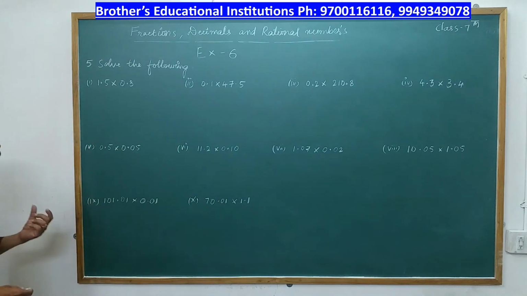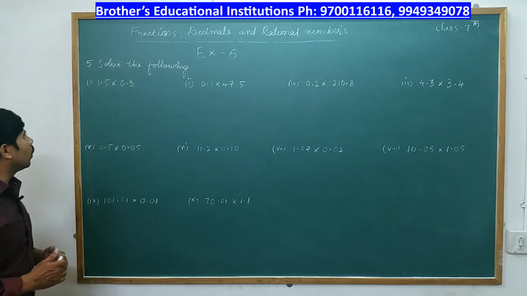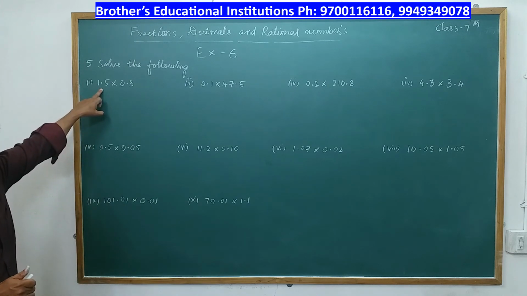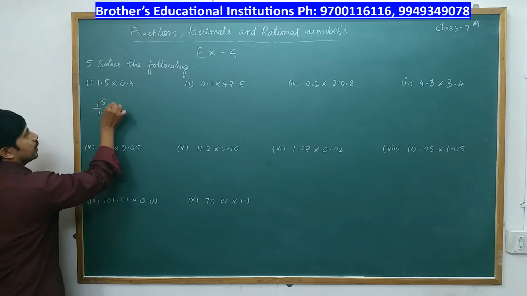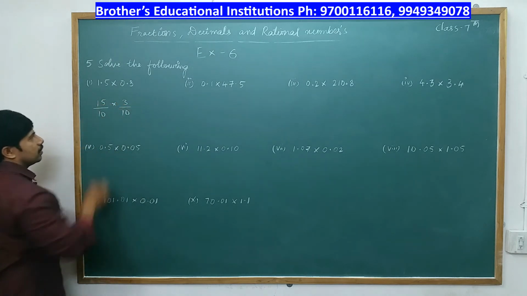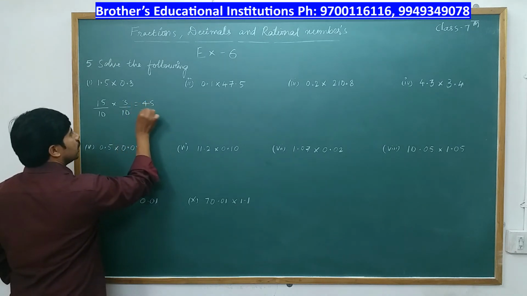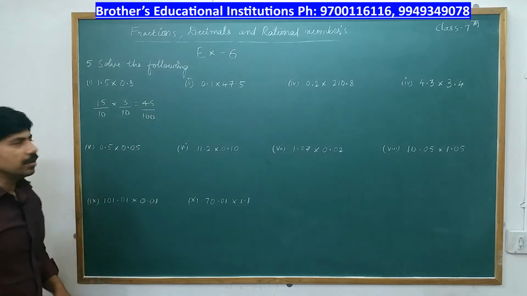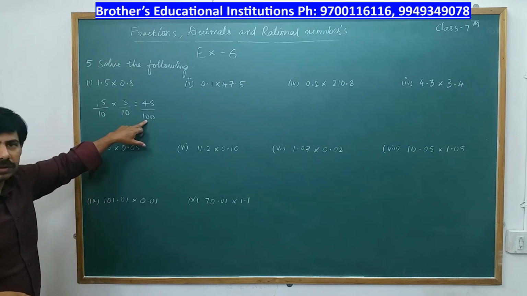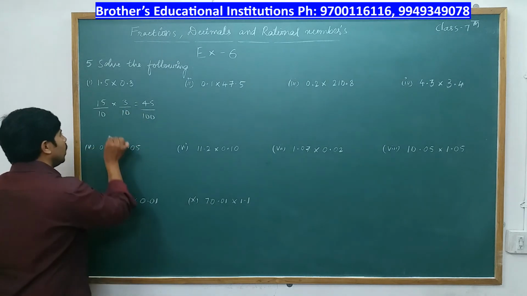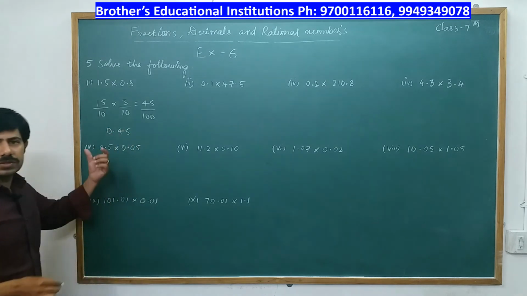Solve the following. See, 1.5 into 0.3. See, we need to multiply this. See, we have one method to solve. What I do is, I'll convert this decimal into fraction and I'll do it. See, 1.5 can be written as 15 by 10 and 0.3 can be written as 3 by 10. Okay, now we'll multiply. 15 3s are 45, 10 10s are 100. So we have 45 by 100. So 45 by 100, so denominator is more than the numerator. So our result will be 0.45. Okay, so this is completed.